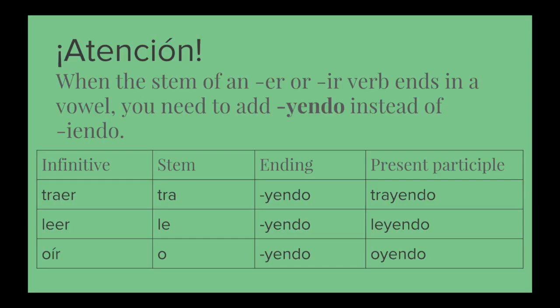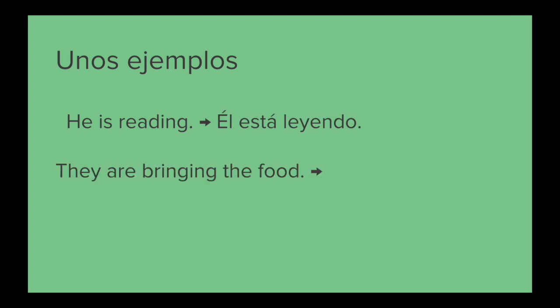There are some irregular present participles. For example, if you take off the infinitive ending and you're left with a stem that ends in a vowel, you actually need to change the I in yendo to a Y. The reason behind this is that Spanish does not like three vowels in a row. So it becomes trayendo, leyendo, oyendo. Aquí hay unos ejemplos. He is reading becomes él está leyendo. They are bringing the food is ellos están trayendo la comida.